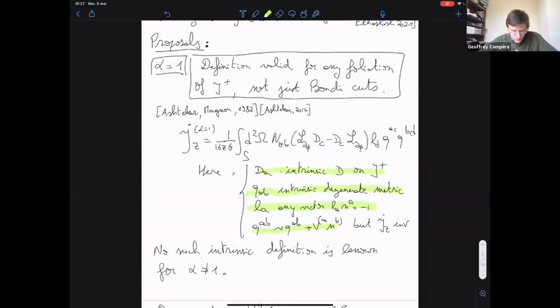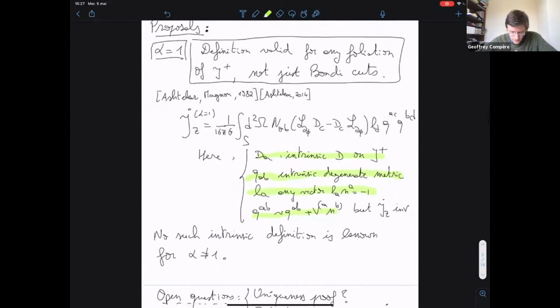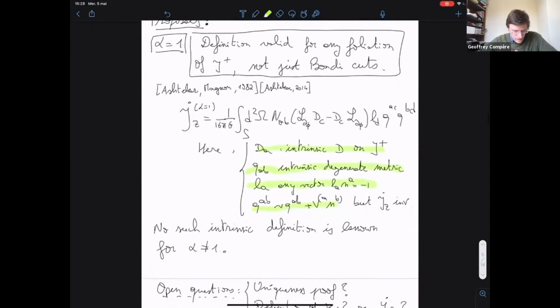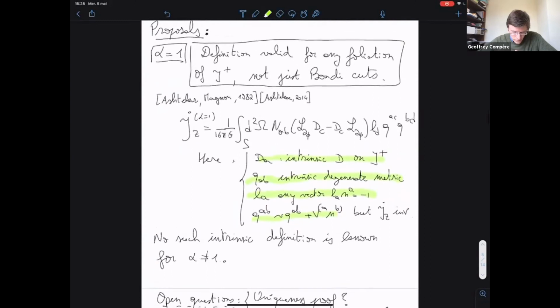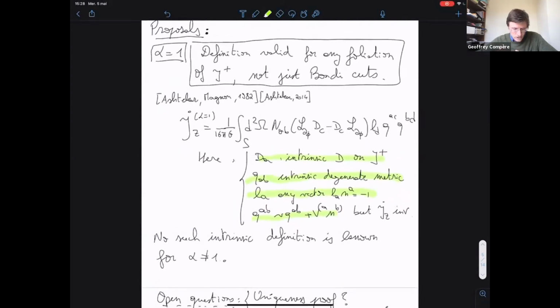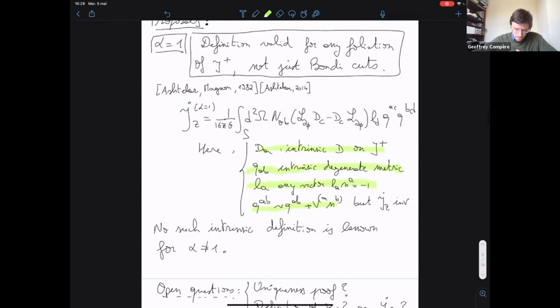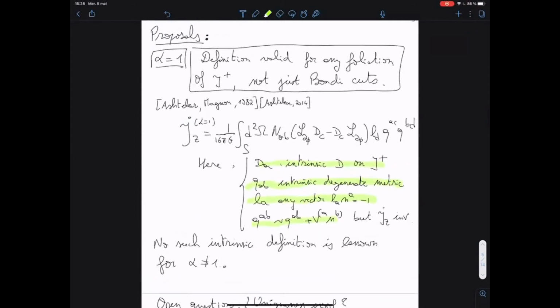Such an interesting definition is not known when alpha is not 1. It's not clear it can be done, but to me it's not clear it cannot be done. I didn't see a uniqueness proof of this formula. At least I'm not convinced of it. Maybe someone can point me to literature if there is a proof of uniqueness of such a formula, but otherwise maybe there is a generalization for different values of alpha. But if the ambiguity is about cutting scri plus, I mean, this is the supertranslation ambiguity, changing the cut.